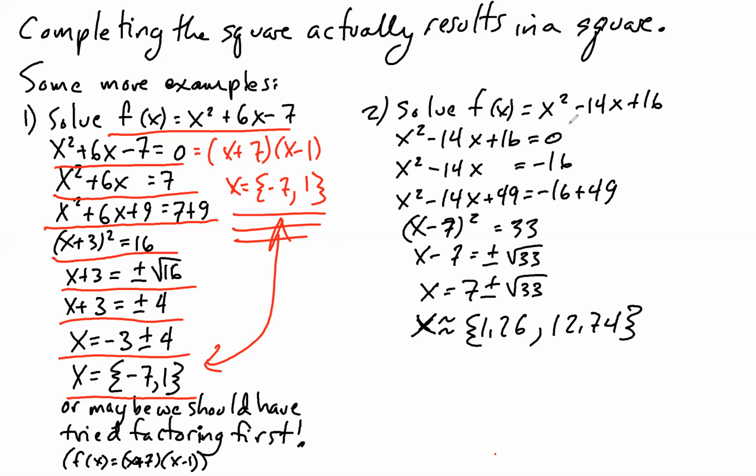Here's one that we can't, although it looks tempting with a perfect square on each end. Negative 14, we'd have to halve it and square it and get 49.